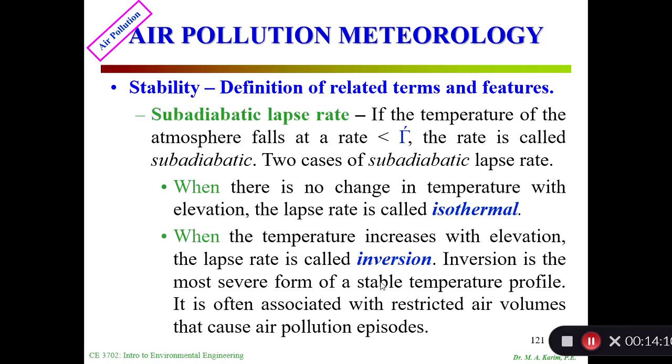So I'm going to stop here, and then we'll discuss more about the stability classes later. So this is 121. We are stopping here.